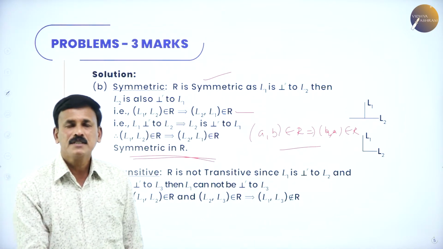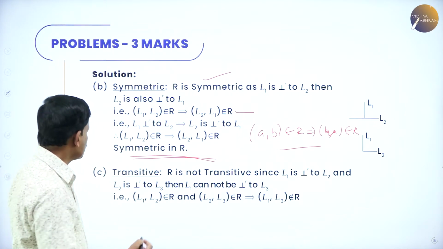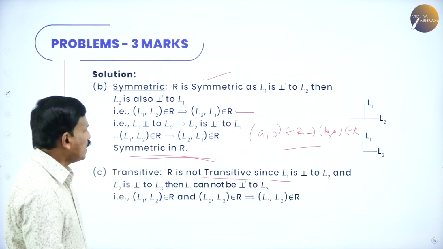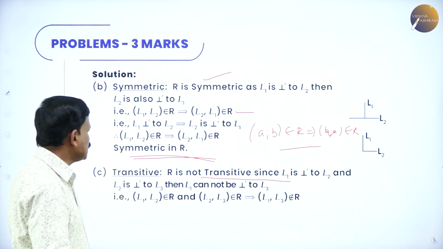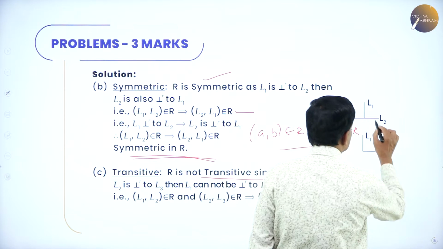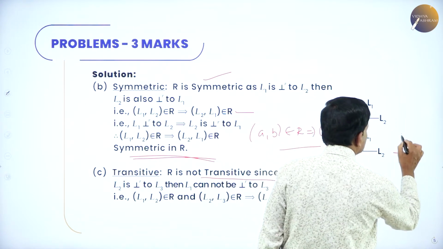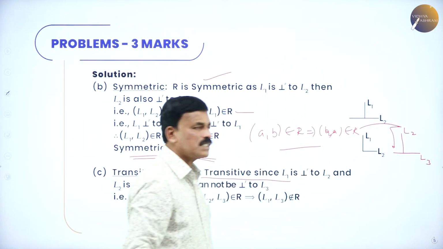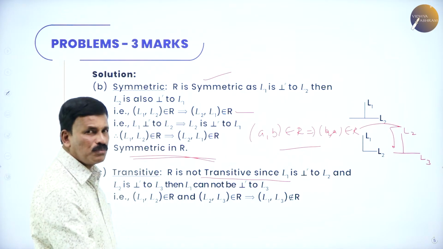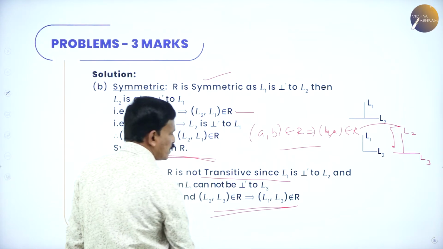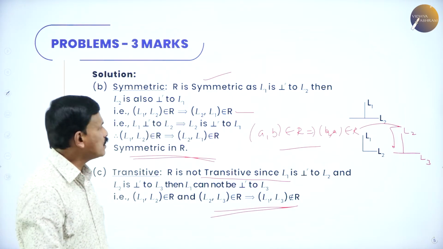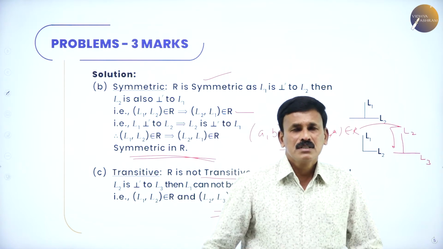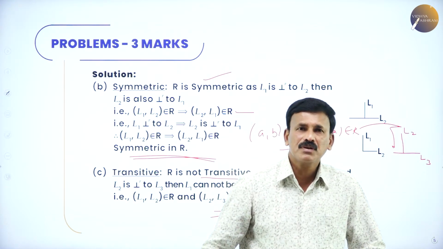Perpendicularity is symmetric. Now let us come to the third one, transitive. R is not transitive because if L1 is perpendicular to L2 and L2 is perpendicular to L3, then L1 cannot be perpendicular to L3. So (L1, L2) belongs to R and (L2, L3) belongs to R implies (L1, L3) does not belong to R. If we consider perpendicularity, it is only symmetric but not reflexive and transitive.